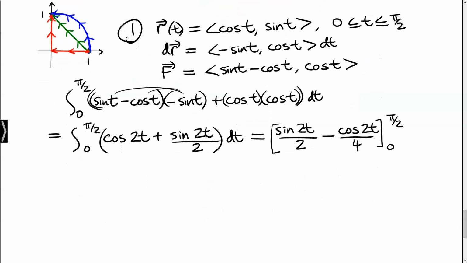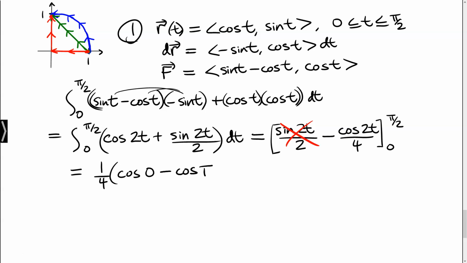And so this first term, the sine 2t, when we evaluate at pi over 2 or 0, that's always going to be an integer multiple of pi, right? It's going to be sine pi or sine 0. So that's not going to contribute anything. So really we've just got the second term. And so it's going to be 1/4, and I'm just going to switch the order here. So it's 1/4 cosine of 0 minus cosine of pi. Cosine of 0 is 1, cosine of pi is minus 1, so this is 1/4 times 2. So we get 1/2.